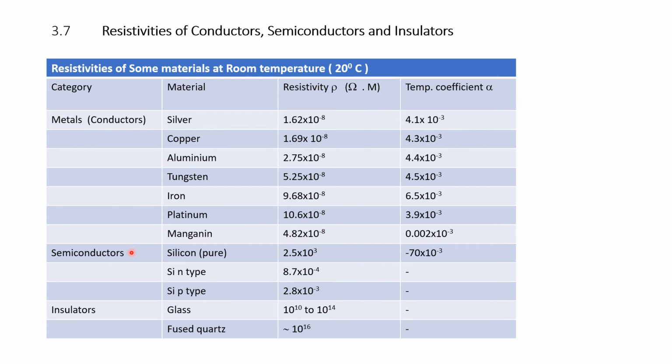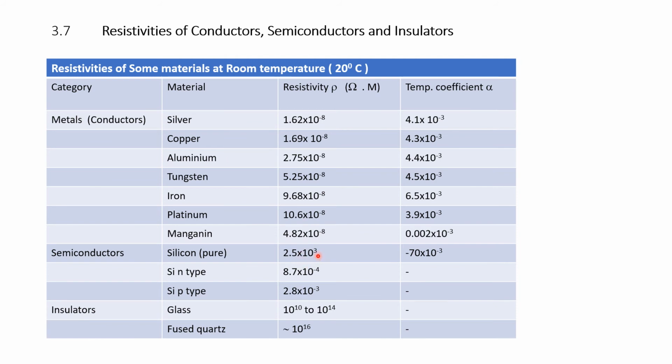Examples of semiconductors are silicon, pure silicon, N-type silicon and P-type silicon. These are the three different types of semiconductors which are used in electronic circuits, and their resistive properties are shown in column 3. Silicon has got 2.5 into 10 to the power of 3. You please see and compare with silver or copper. This resistivity is very low. It is of the order of 10 to the power of minus 8 ohm meter. Whereas for silicon it is positive 10 to the power of 3, 10 cube.